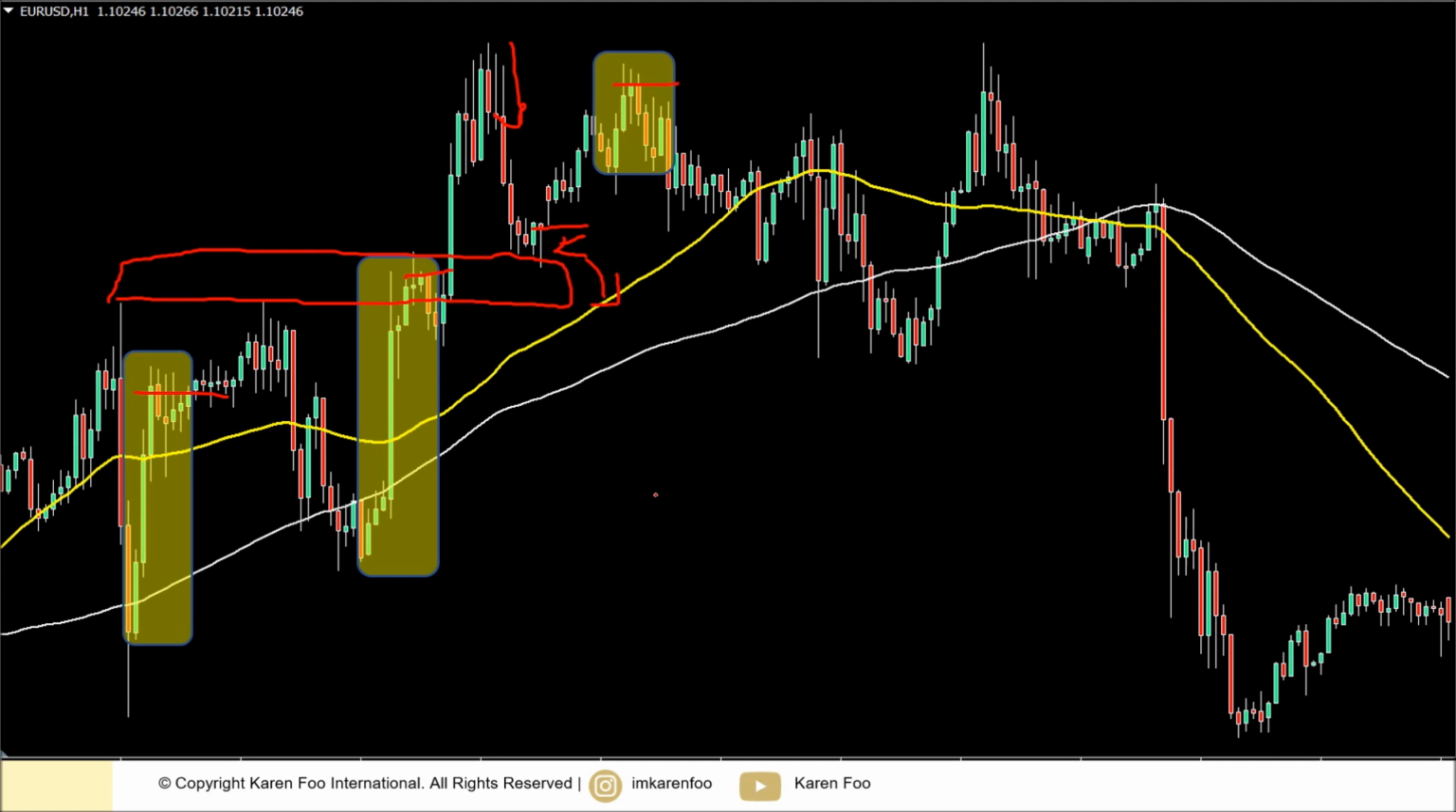Alright, with that, I hope this gives you a clear idea on how to trade candlesticks in a bigger context rather than looking at individual candlesticks alone. It's very important to look at the bigger picture to increase your probability.